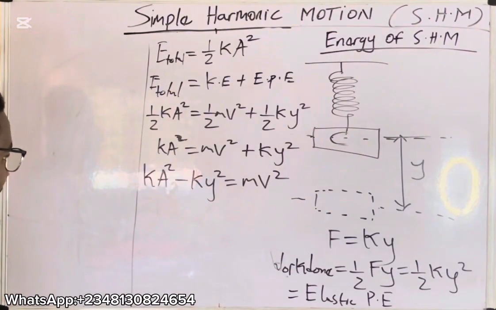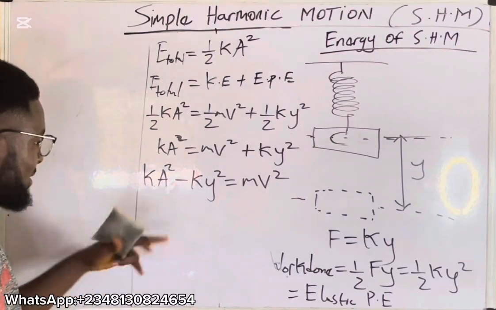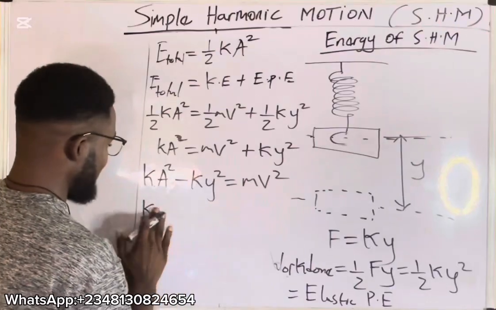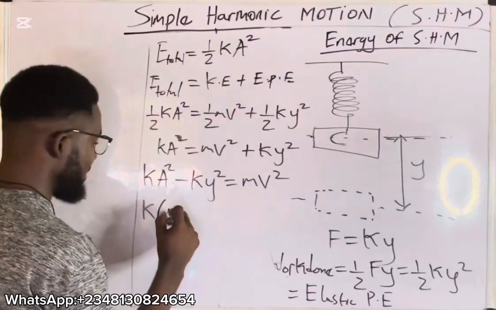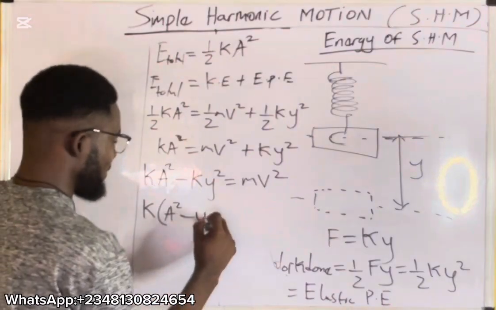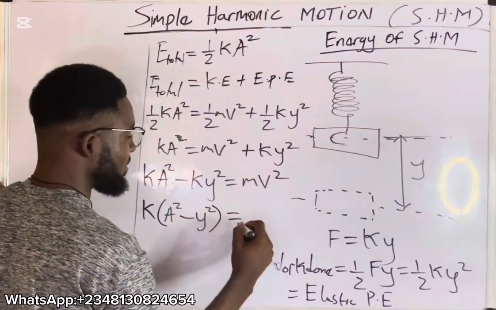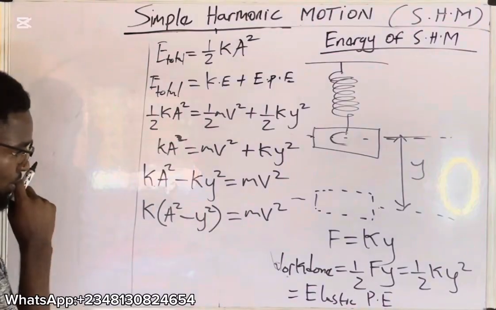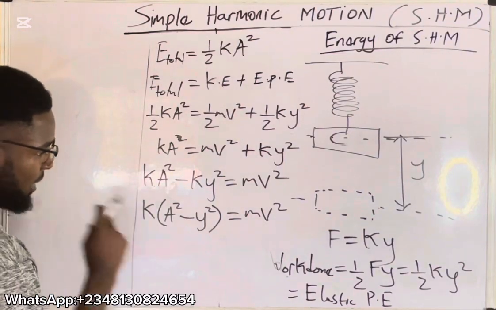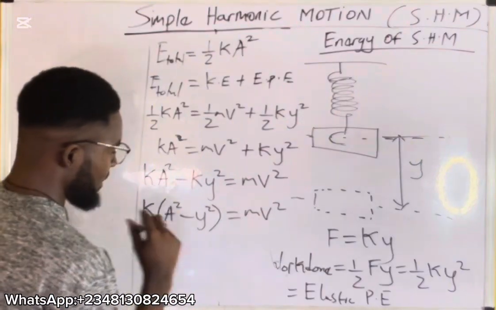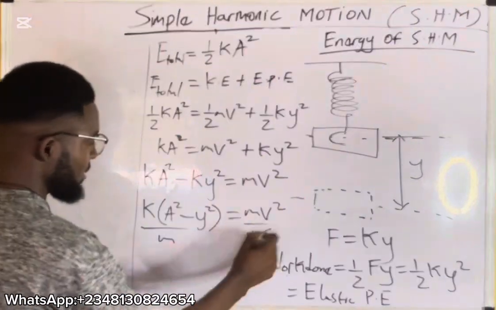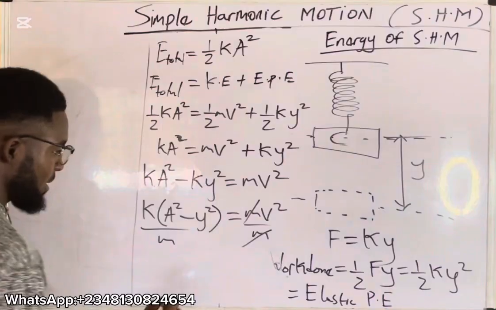Okay, we are almost there. Right here, K is a constant, so I can easily bring it out. Factorize this: K times a squared minus y squared in brackets equals mv squared. We are making v the subject of the formula, so we divide both sides by mass. Mass cancels mass.